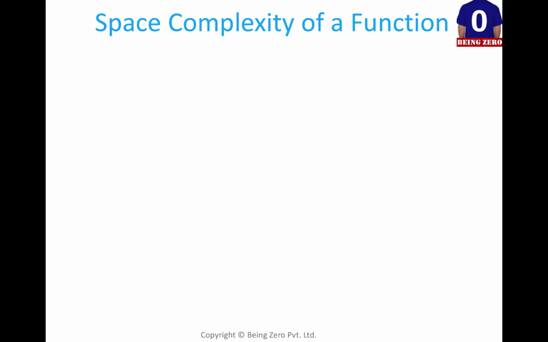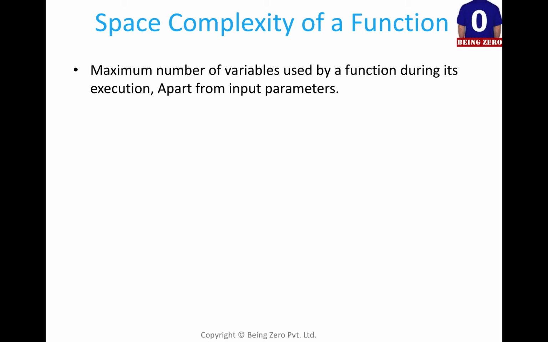Let's define space complexity of a function. Now space complexity of a function can be expressed as, we can say, how many variables the function needs to perform its task. So those variables make up the space complexity of the function. And when we do that, we ignore the input parameters the function is getting.